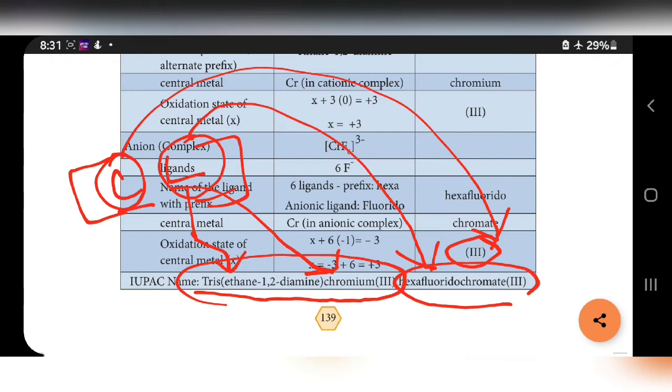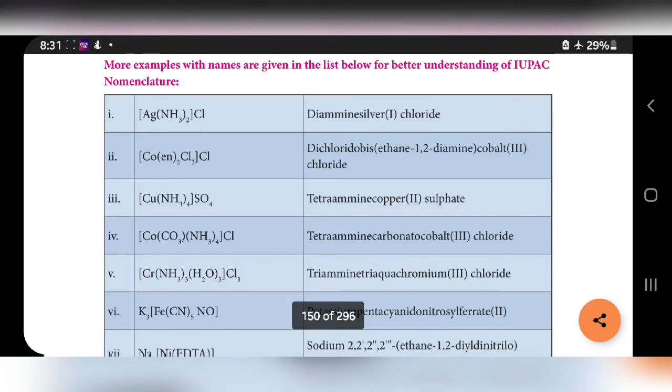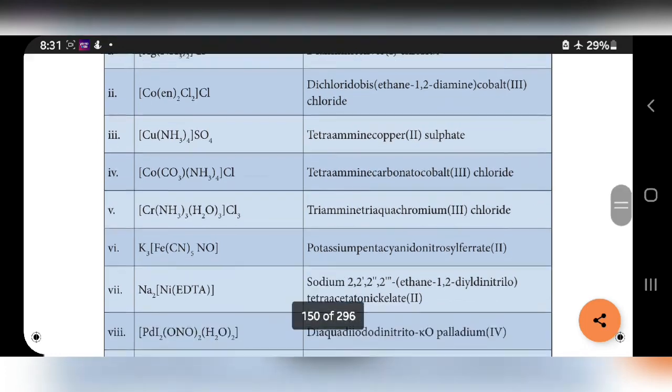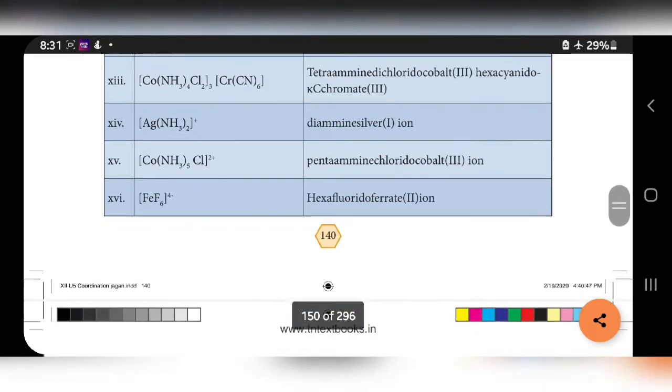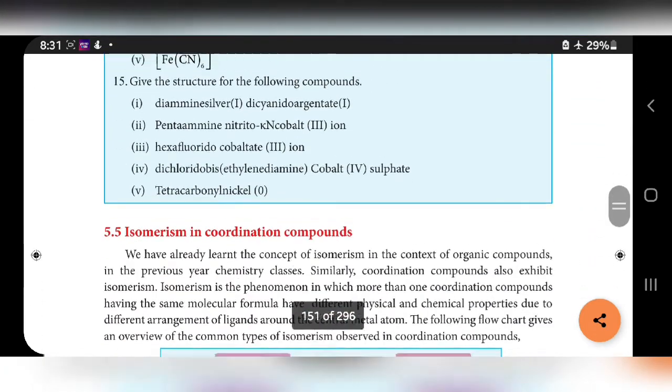Third example over. Based on these examples, some more examples are also given. You can check whether you can identify them or not. If you have any doubt, you can contact me. Based on that, you can practice these examples for naming.